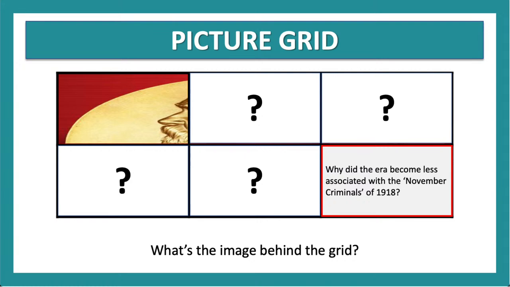Why did the era become less associated with the November criminals of 1918? So if you remember, we talked about the stab in the back, the November criminals, or the German politicians who essentially agreed to the Versailles Treaty and to the terms of the peace. They were described as the November criminals, that they stabbed Germany in the back. Why in this era is there less of an association with that? Any ideas? Shall we have a look?